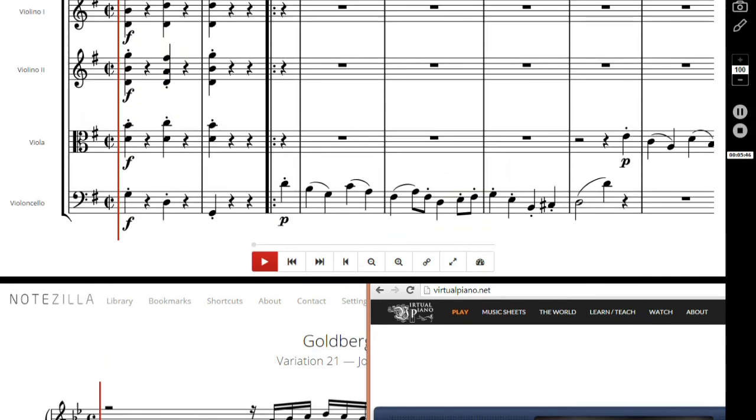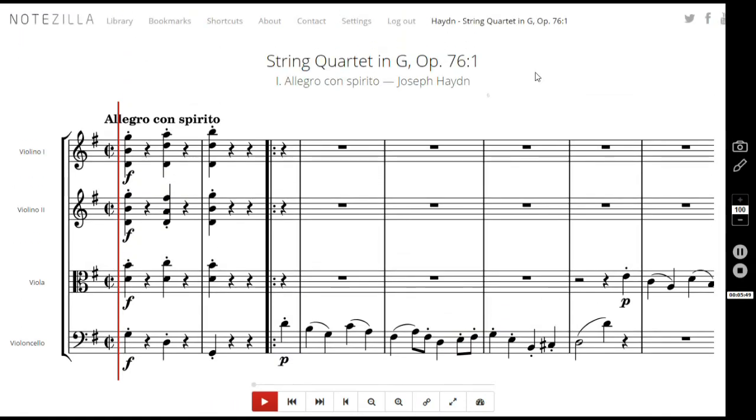To show you some alto clef examples, as is part of Objective 1.9, I've brought up a string quartet by Haydn. Here we have the violin 1 line up here, violin 2 line is this staff, the viola line, which features the alto clef, is this staff, and the cello line is the bottom staff in bass clef. Let's listen to a little bit of this. And here's the viola line.